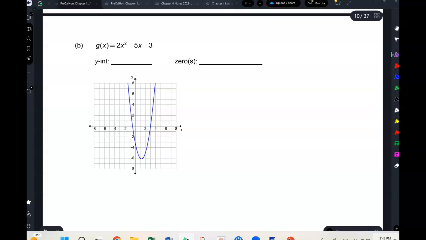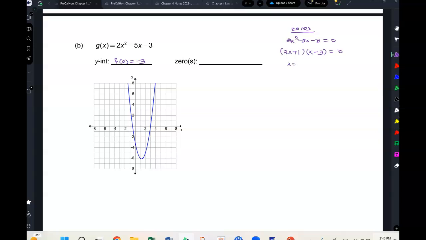This one, what's the y-intercept? f of 0 equals -3. Okay, then for the zeros, 2x squared minus 5x minus 3 equal to 0. Let's factor: 2x and x. Is that right? Yes. x equals -1/2, x equals 3. So the zeros are negative half, 0.